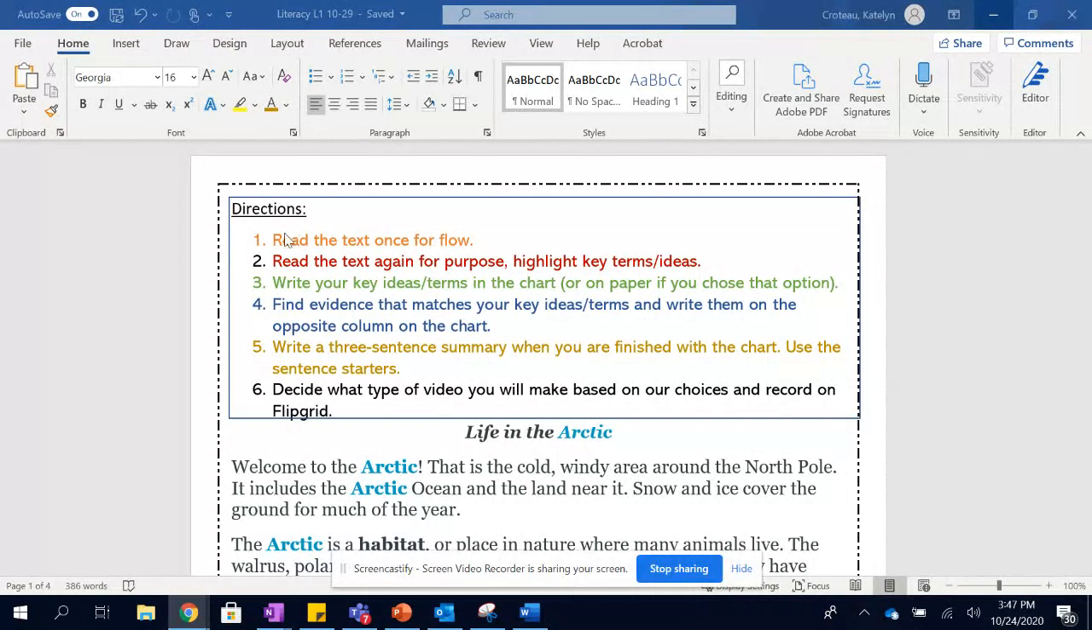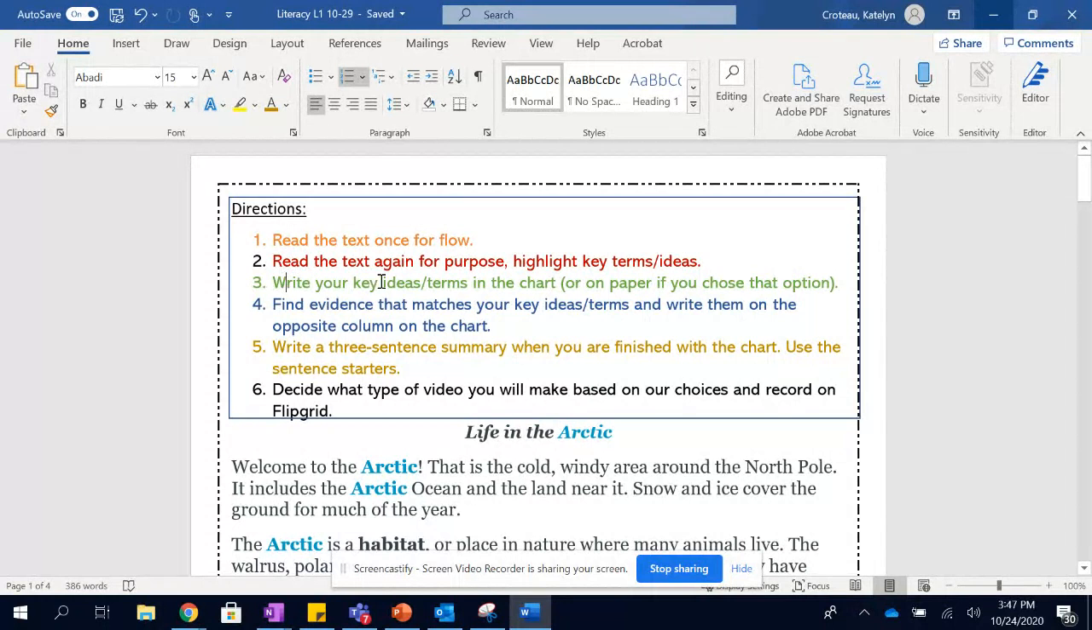Directions. Read the text once for flow. In this case, we're listening once for flow. We're just listening. We're not doing anything else. The second time we're going to read or listen for purpose. The purpose is to highlight the key terms/ideas.